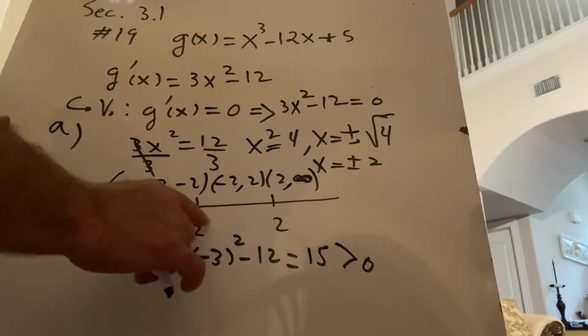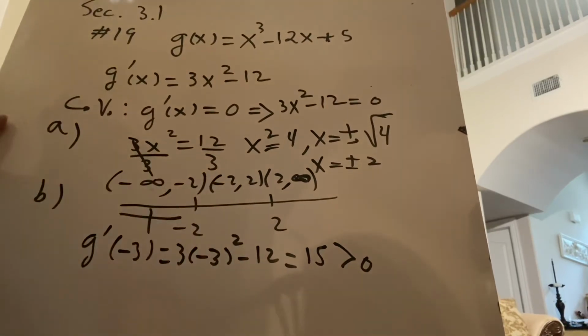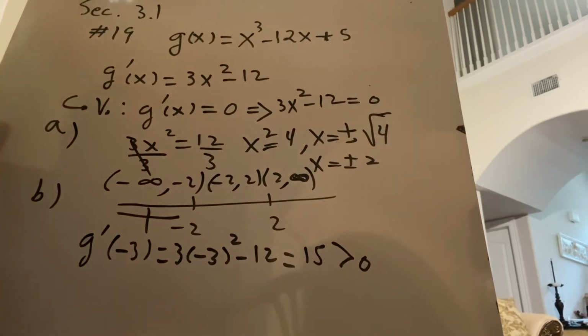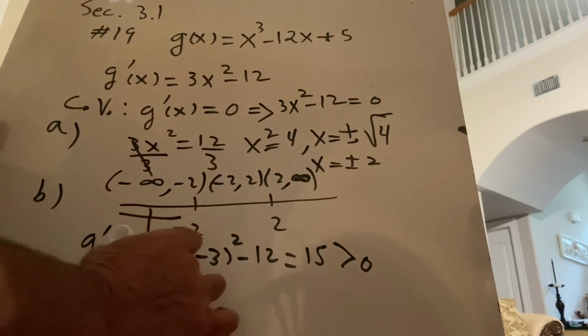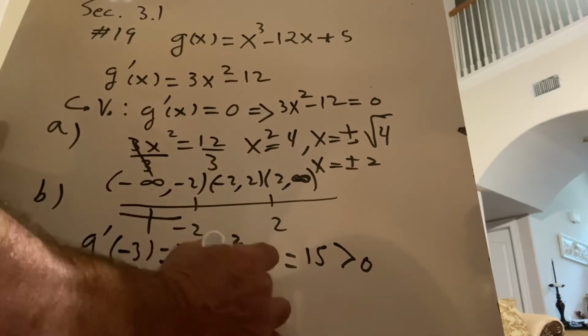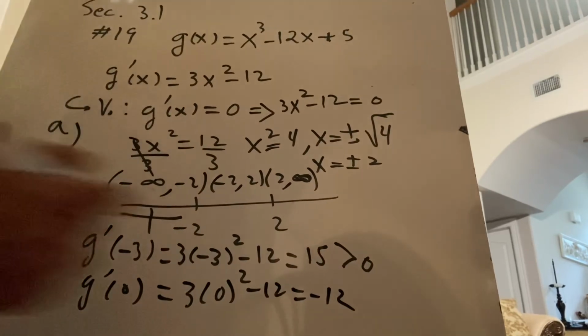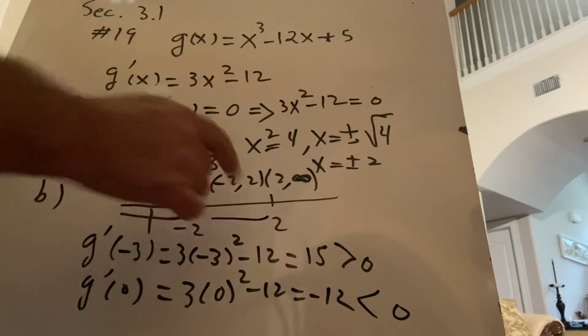And then in the next interval, negative 2 to 2, always take advantage of 0. You can use that as a test value. Of course, 0 is between negative 2 and 2. So we can evaluate g prime of 0, which becomes 3 times 0 squared minus 12, which of course is negative 12, which is negative. So we know our derivative is negative here, which by the way means the function is decreasing.